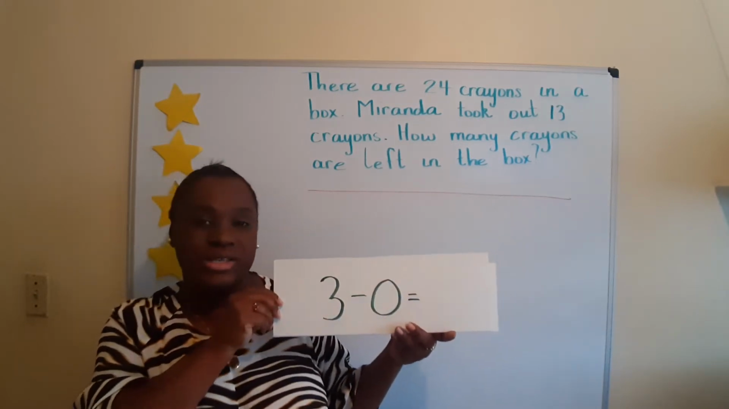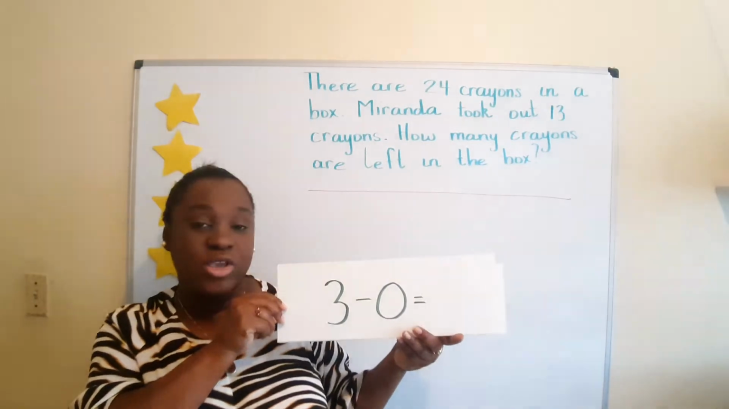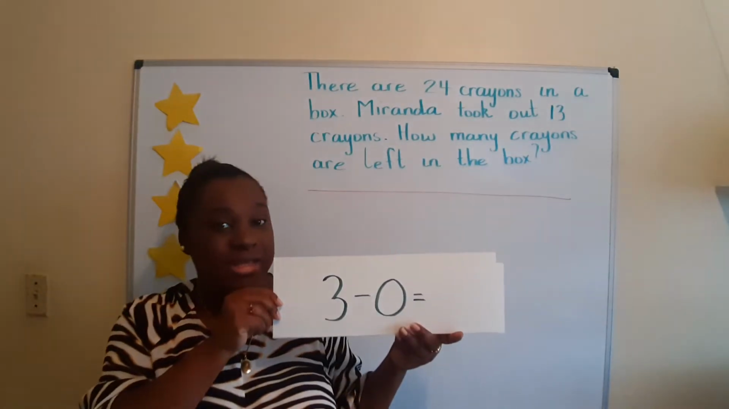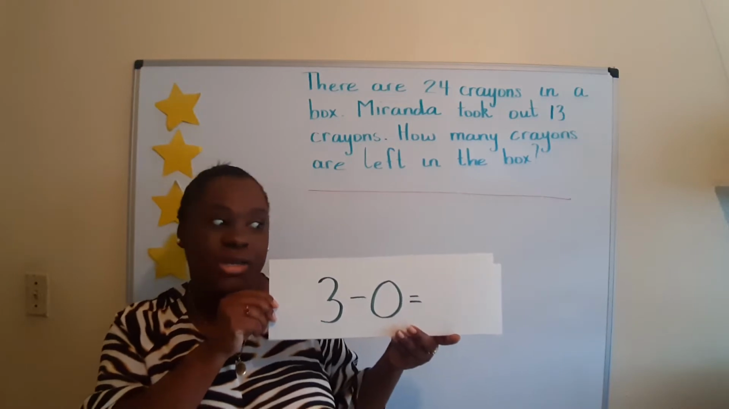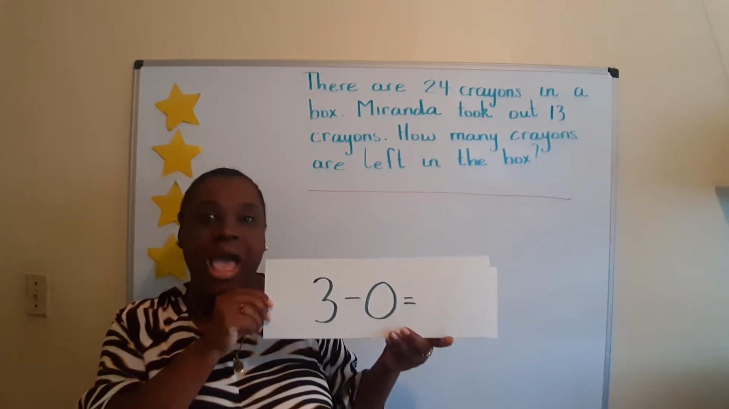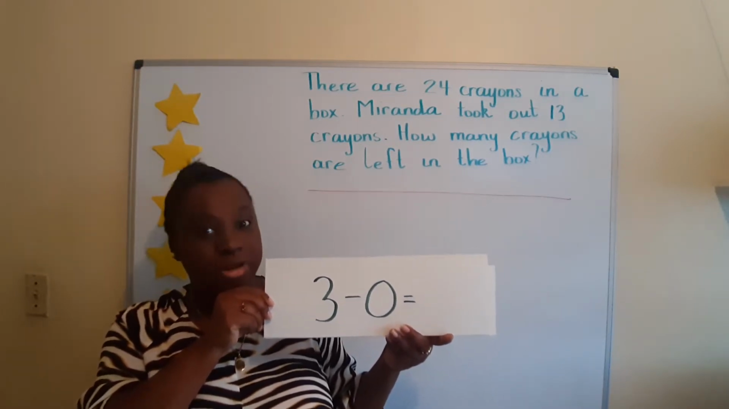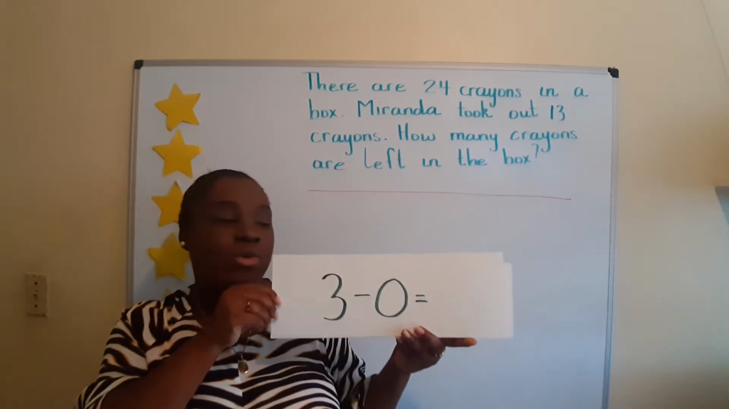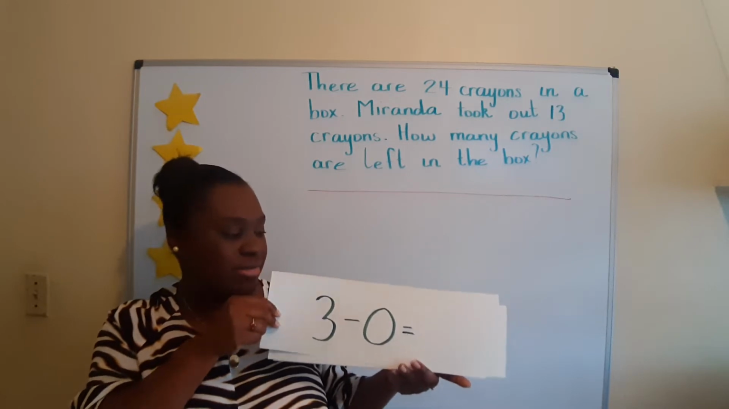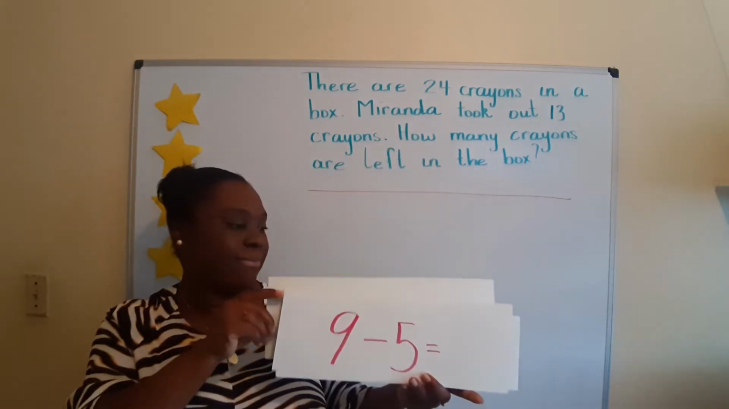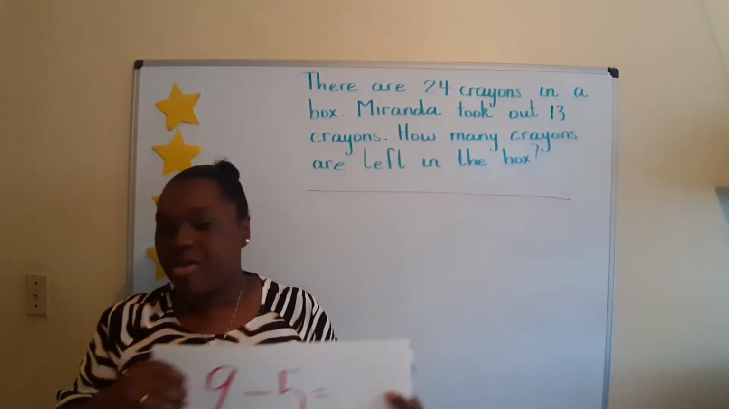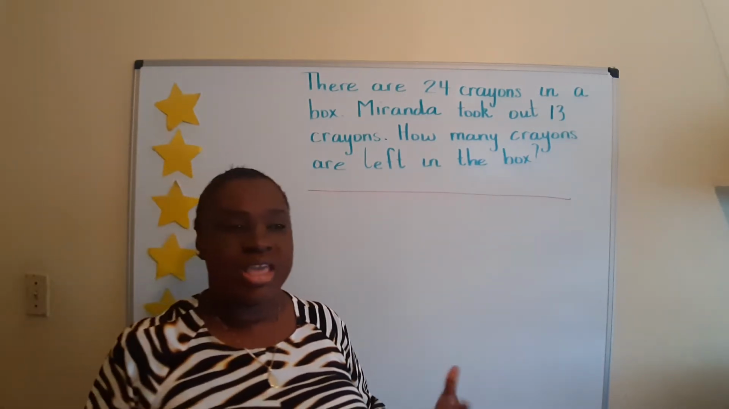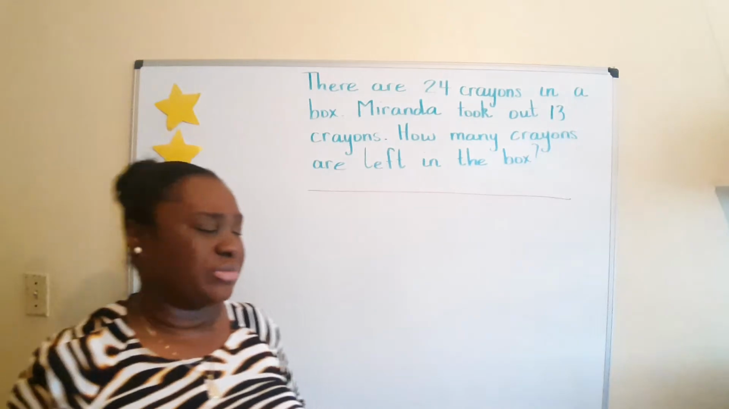3 take away 0. This could be a tricky one for some of us. If I have 3 candies and I gave you 0, or I didn't give you any candies, I still have 3 candies. So 3 take away 0 is equal to 3. Good job.